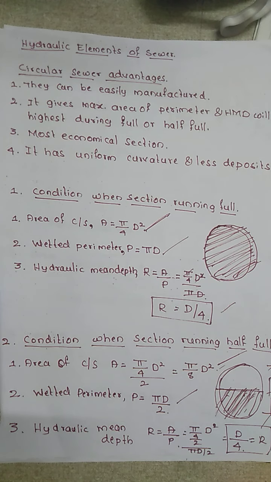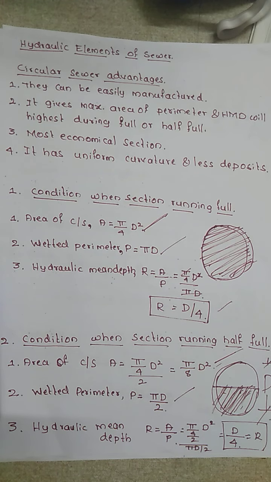In the previous class, we have seen the different types of formulas that we are going to use when the sewer is going to run full, when it is going to run half full, and when it is going to run partially full. Now again, in order to solve the problems, these particular formulas are very important. So once again we will revise these formulas, and then we will go on to solve the problems on the design of sewer.